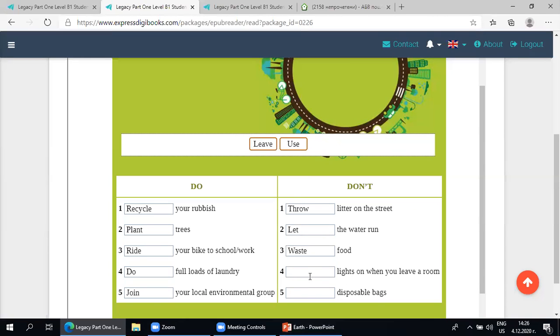Okay, Nadezhda. Sure. Don't leave lights on when you leave a room. Yes, again, we need to save electricity. And the last one. Don't use disposable bags. Yes, they are bad for the environment. They are bad for nature. Don't use them. Okay. Now we have one more exercise.